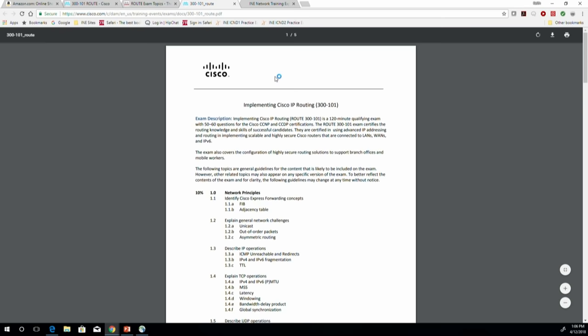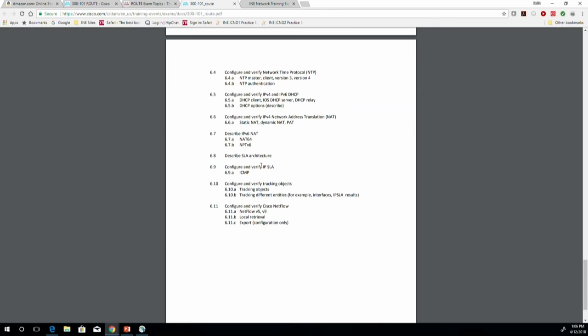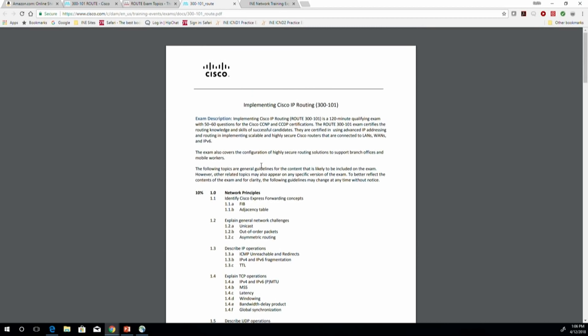So this is why I typically recommend that people start with switch versus route, because I think there's just less that you have to learn. The route exam, you can see the blueprint is much, much bigger, about 2.5 times the size of the switch blueprint.